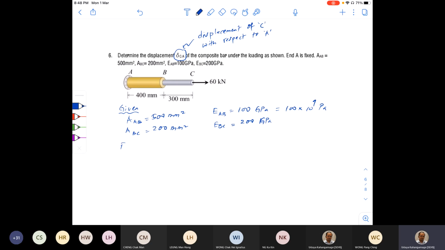So those are the given information. What to find? We know that we need to find delta CA. Now, the applied load is an axial load. So deformation is in the axial direction, and it is a composite member. We know if it is a normal one, same diameter, same material, only one axial load, where the internal load is the same, then we know how to find delta, right?